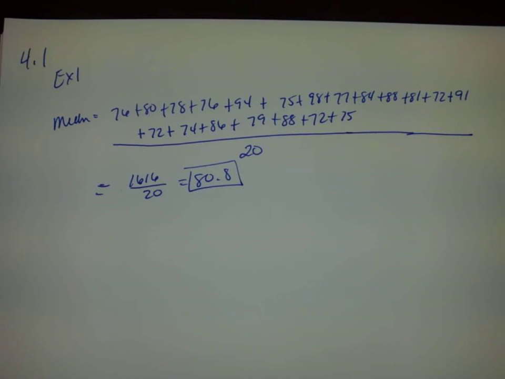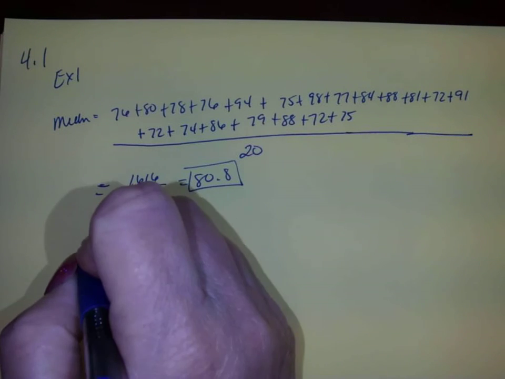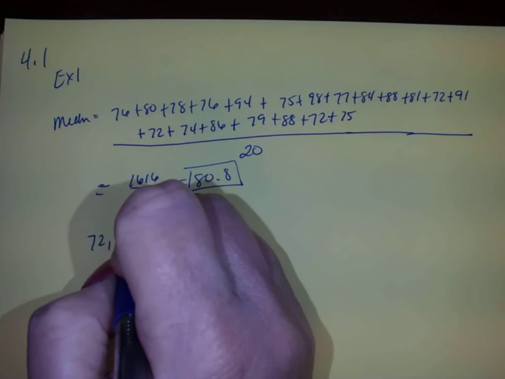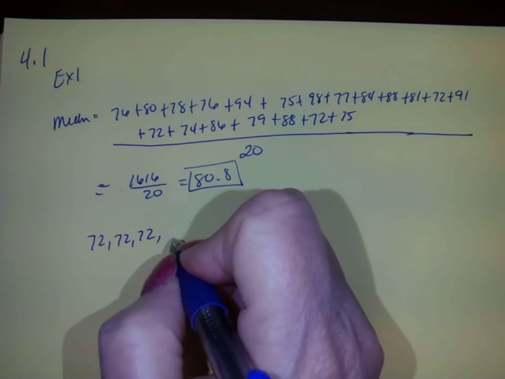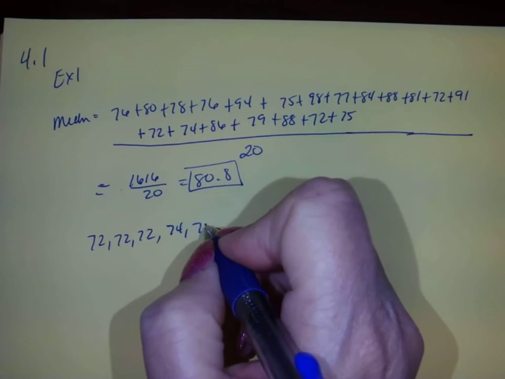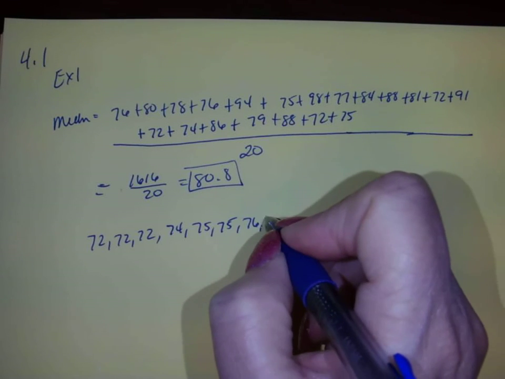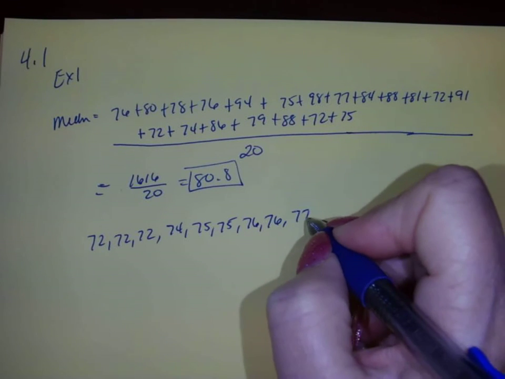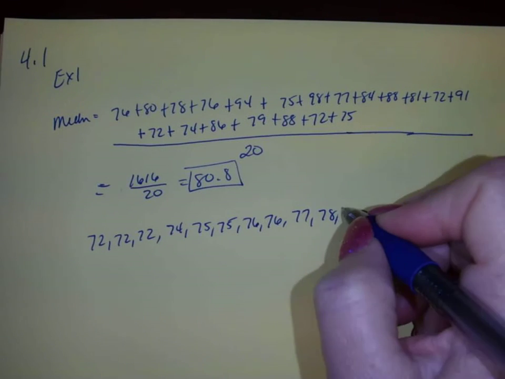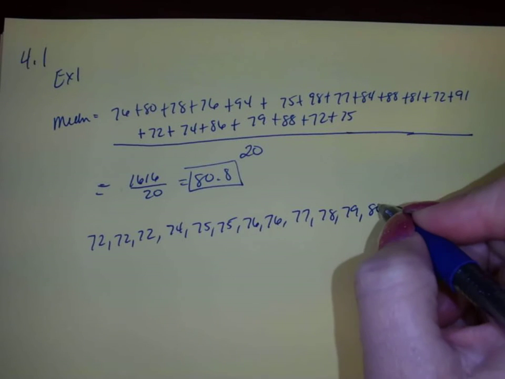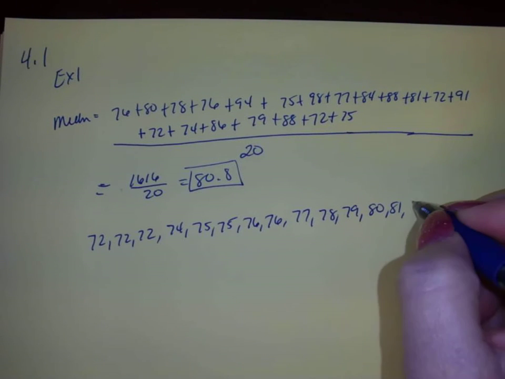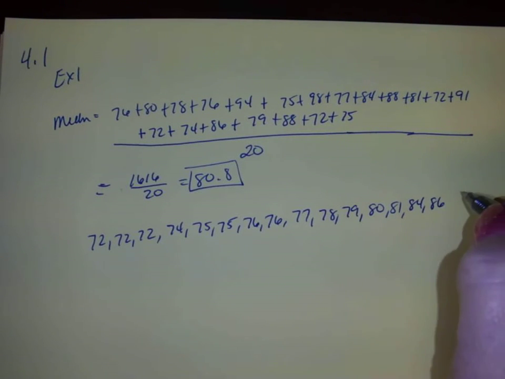Now, to do the next part, we want to do the weighted mean. To do the weighted mean, I've got to know how many of each of those there are. So I'm going to put them in numerical order again. 72 happens 3 times, and then 74, 75, 75, 2 76s, a 77, a 78, a 79, an 80, an 81, an 84, an 86.